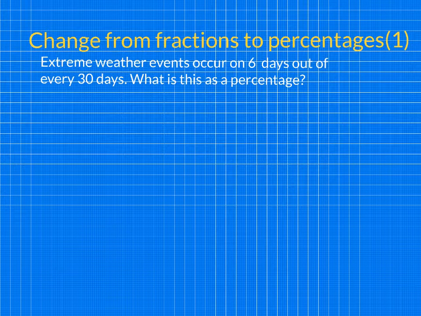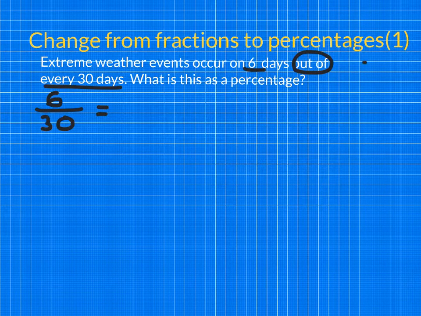In this example, we're going to be changing from fractions to percentages. Extreme weather events occur on 6 days out of every 30 days. What is this as a percentage? Well, we can see in the question it says out of. So we can actually first of all write 6 days out of 30 days as a fraction. And maybe then we should look to simplifying that to see if we can write it in an easier way.